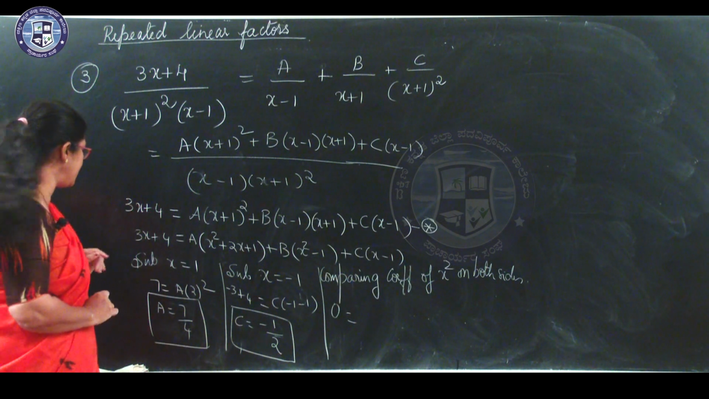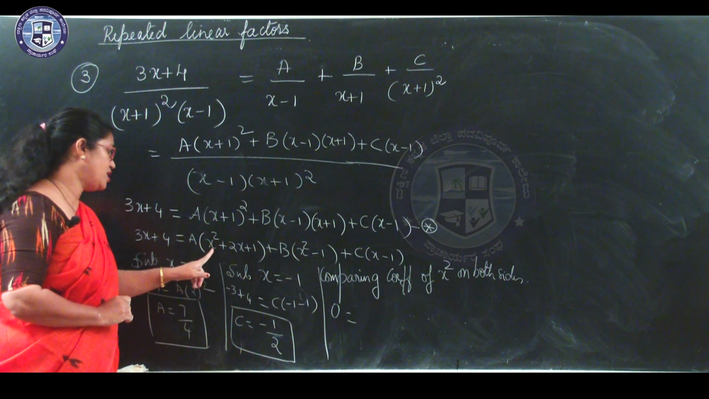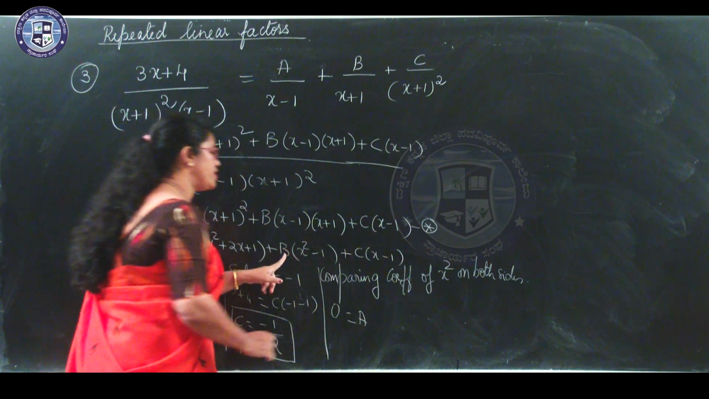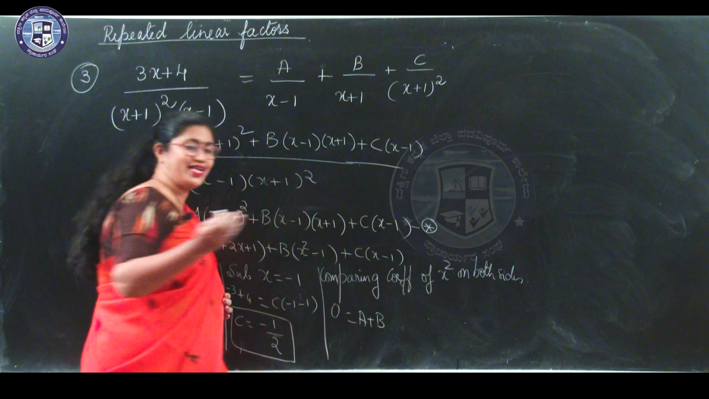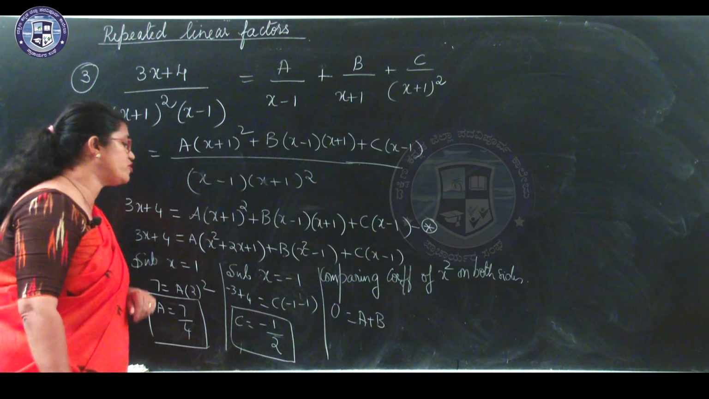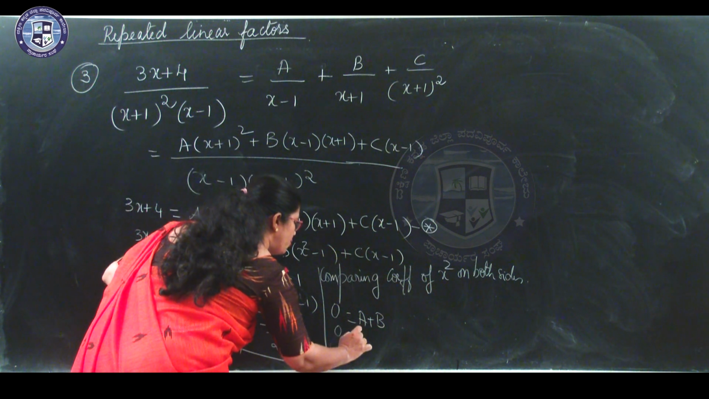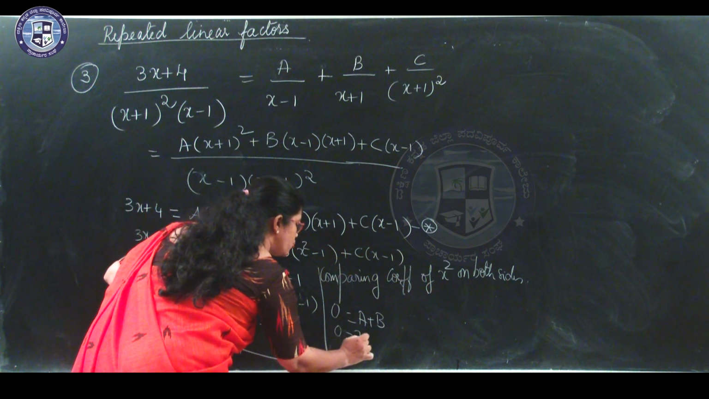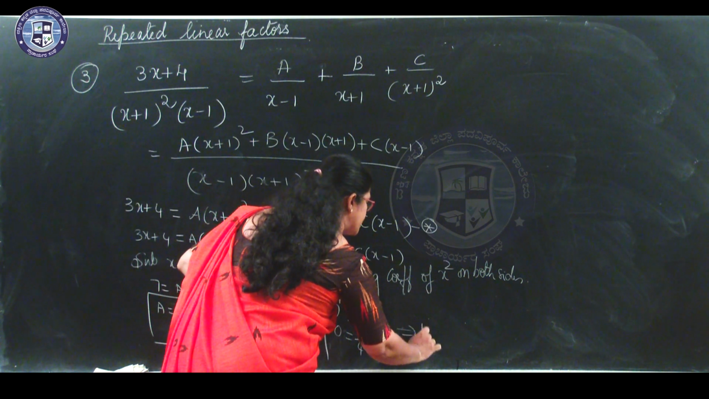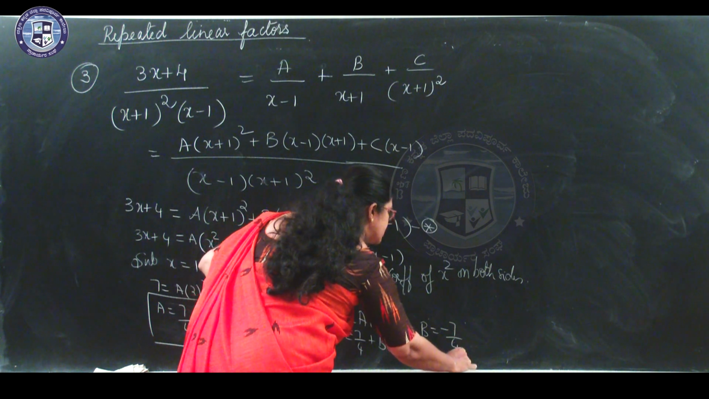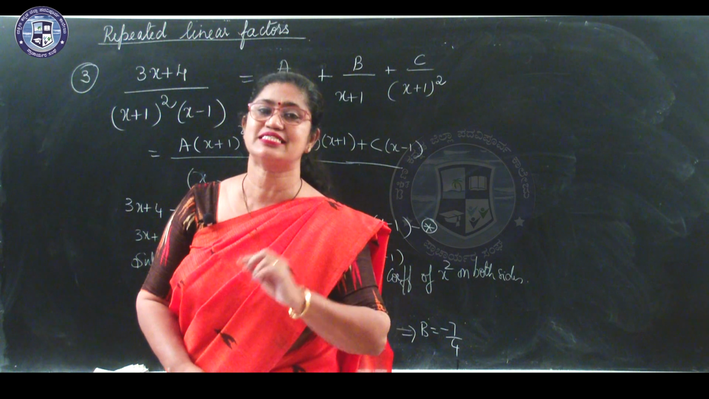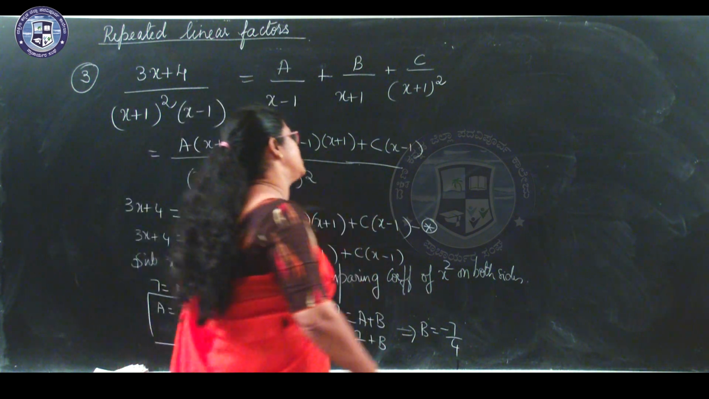Now right hand side, I look at the second equation, x square coefficient is a and here x square coefficient is b. So again I get a plus b must be equal to 0. I already know the value of a. So 0 equal to 7 by 4 plus b, or this implies b is equal to minus 7 by 4. Got the value of a, b and c. So the last task is write the final answer.